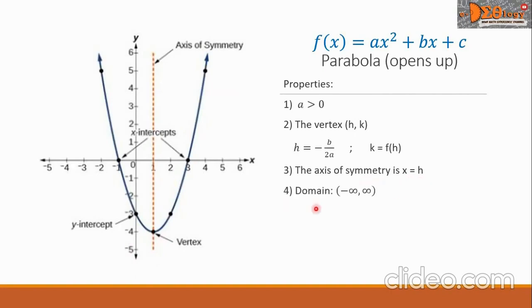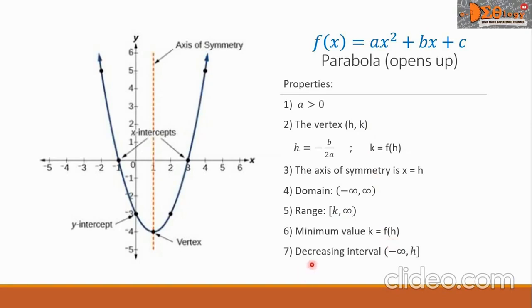Property number 4. The domain is all real numbers, and we can write it in the interval notation to be negative infinity, comma, infinity. For the range, these are the values for the y. So this is square bracket k, comma, infinity. Number 6, the minimum value, which is k, equals f of h, or we can simply copy the value that we have from the vertex. We can write here.